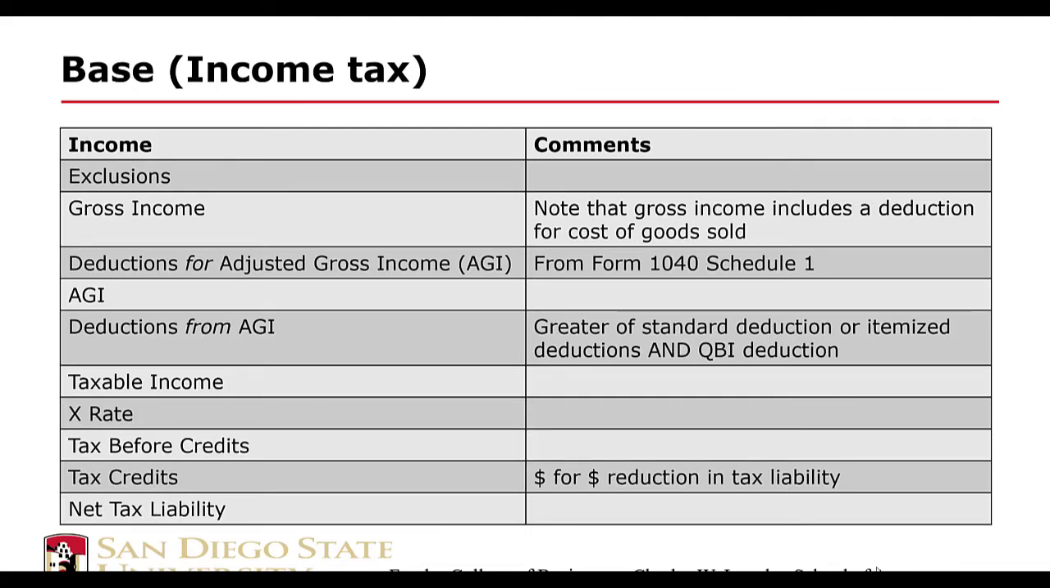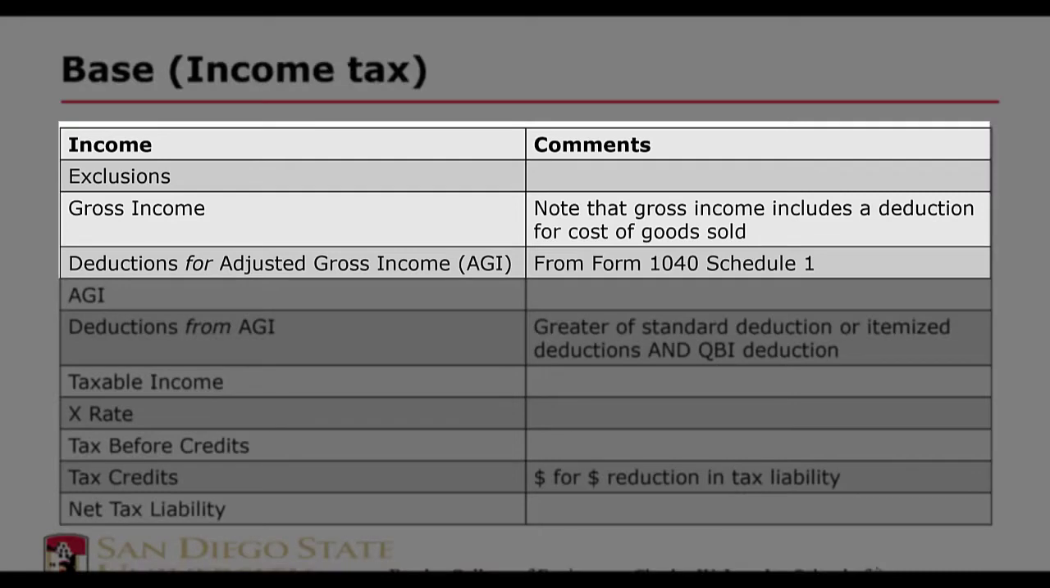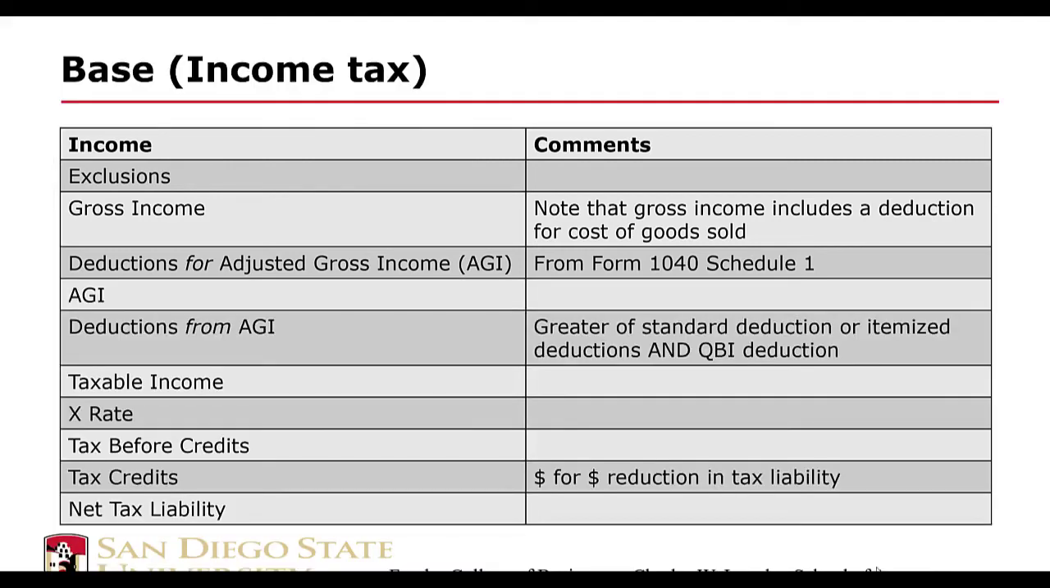All right, so here's the base for income tax. We start at income, and then we're able to exclude certain items of income. We'll cover that in the next chapter, the next 2 chapters, actually. And then that gives us gross income. Total up all your gross income, and then you take deductions for adjusted gross income. So that's deductions above the line. Then you get to your adjusted gross income. And then you are eligible to take deductions from adjusted gross income, or from AGI. That's your standard deduction or itemized deduction and your qualified business income deduction. And that's what gives you taxable income.